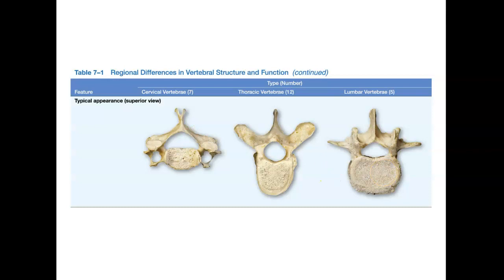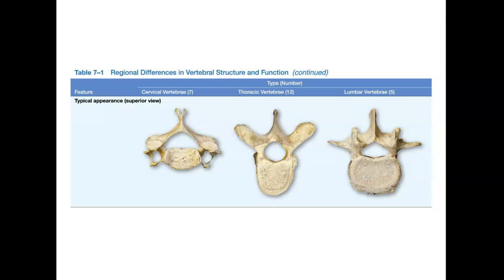So here's your 3 basic types that we covered. The cervical vertebrae are going to be thin. They're going to be more fragile-like. They don't carry a lot of weight. They're going to help you move your neck around and your head. Then you have the thoracic vertebrae. These are going to be the ones that articulate with the ribs. They're going to be found in the thoracic cavity. They're going to be of medium size.